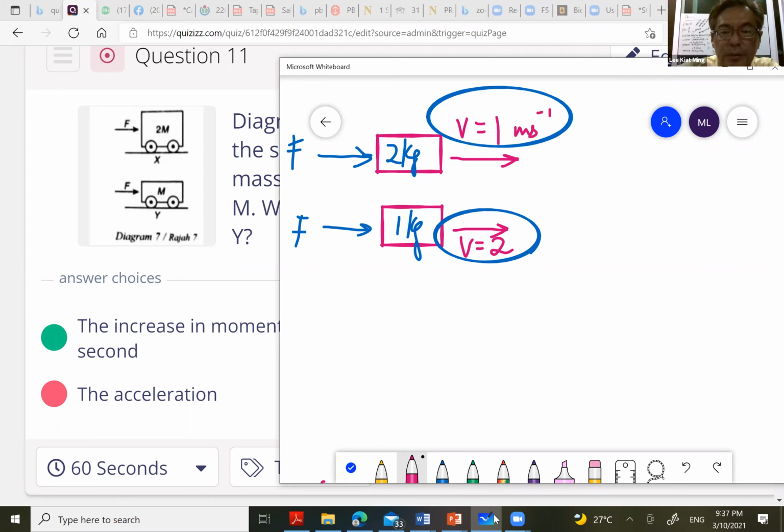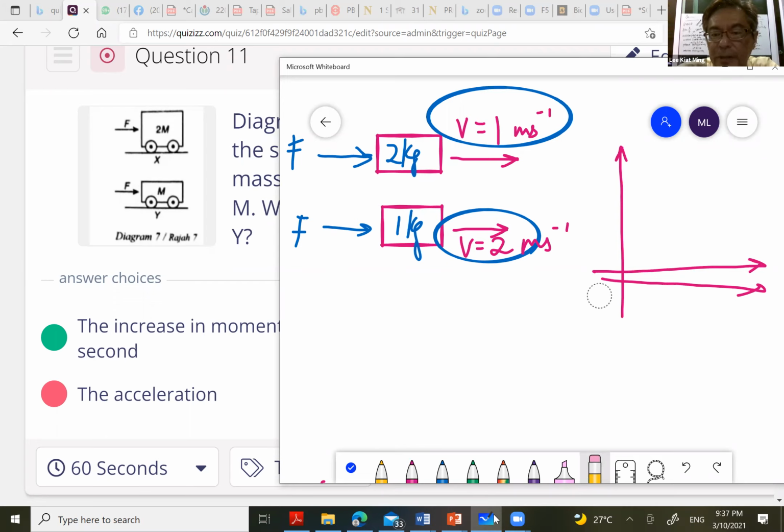They ask what is going to be the same. Acceleration will not be the same, it will be different. How do I know? You all know this graph, of acceleration A against mass M. When the mass of the object increases, acceleration will decrease. So acceleration cannot be the answer, because the question asks which of the following is the same for both. Acceleration cannot be the same because the mass is different.